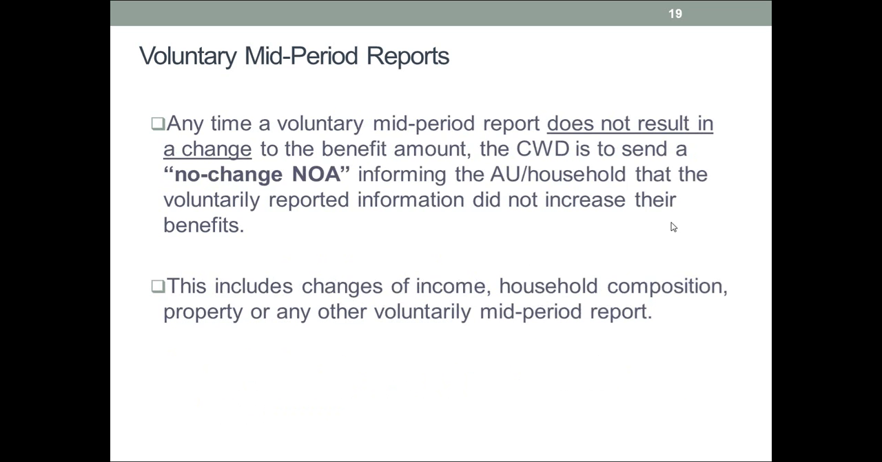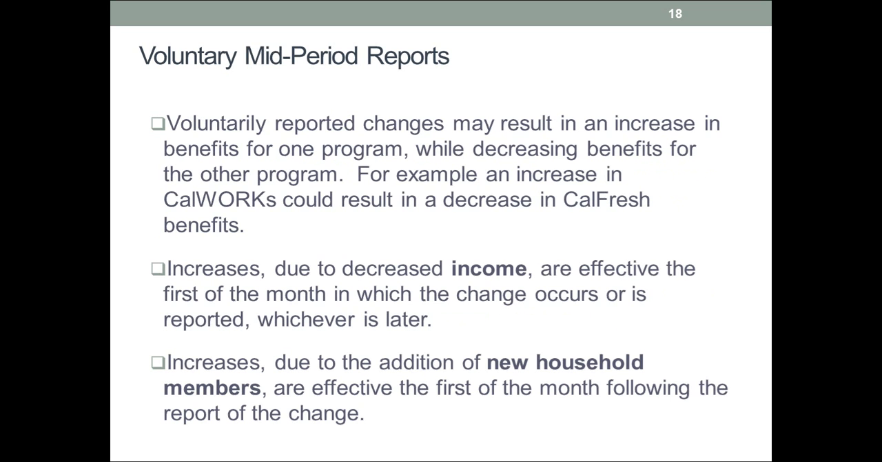Increases due to decreased income are effective the first of the month following the month in which the change is reported. So if a client calls on the 10th of the month and says, hey, my income has gone down, and they provide whatever verification is required by the county to establish that and prove that their income has gone down, their benefits will be changed effective the first of the following month. And likewise, increases due to the addition of new household members are effective the first of the month following the report of the change.